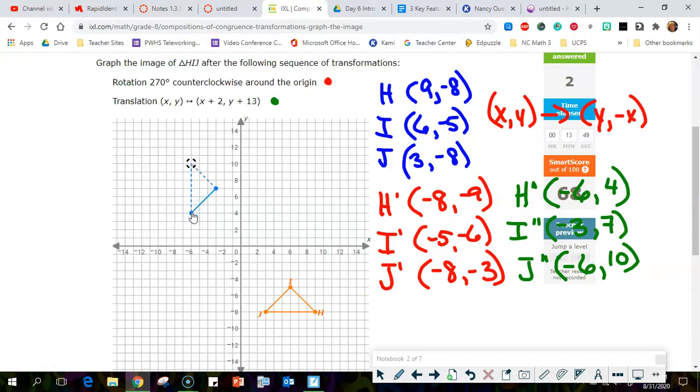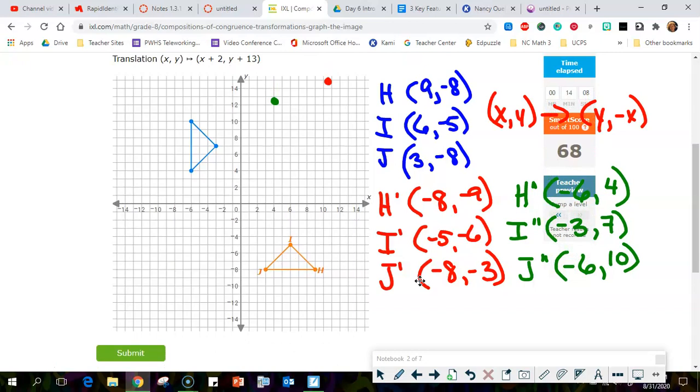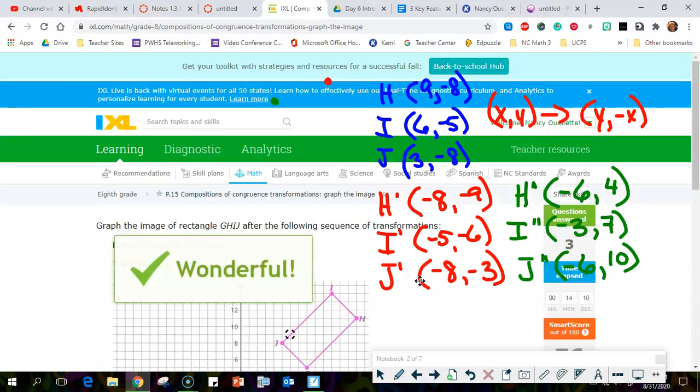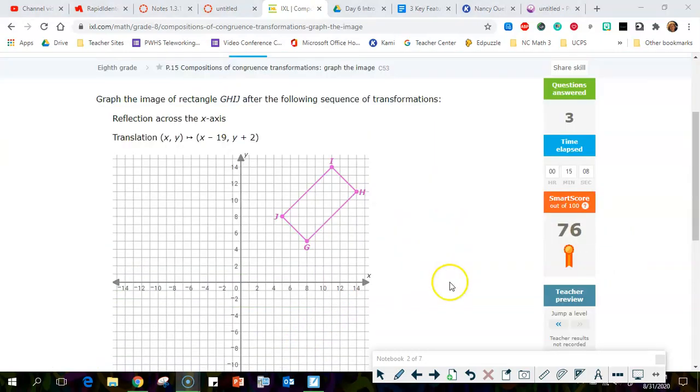Okay, so this is after a 270-degree counterclockwise rotation, and then a translation right 2 and up 13. I hope we got it right. Let's check and see. Yes, all right. Okay, so we're at a 76.